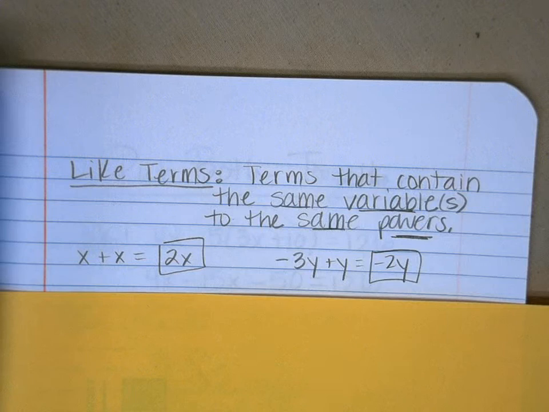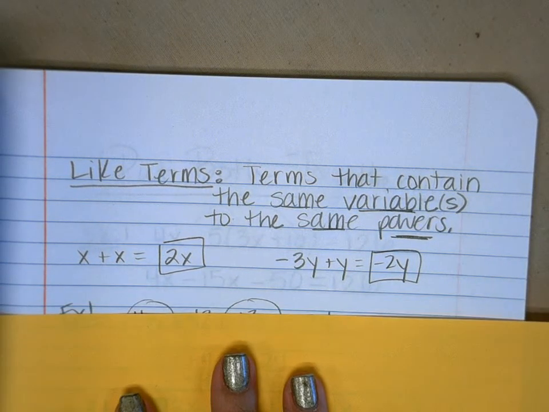Sorta. Is anyone a little confused on the second one? The negative 3y plus y? We're okay? We know there's an imaginary 1 in front of the second y. So negative 3 plus 1 is negative 2. Okay. All right, because that's a whole other day, right?